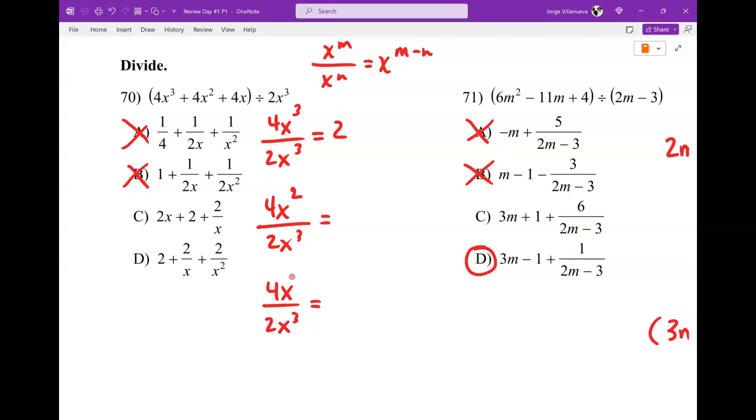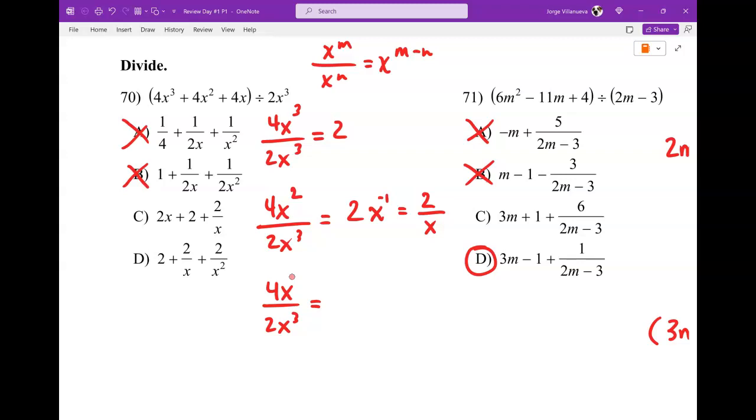Now, 4 divided by 2 on the second one is still 2. X squared divided by x to the third. X to the what? Remember, you got to subtract the powers. 2 minus 3, -1, which makes it 2 over x. They both have 2 over x's. So it can still be either C or D.